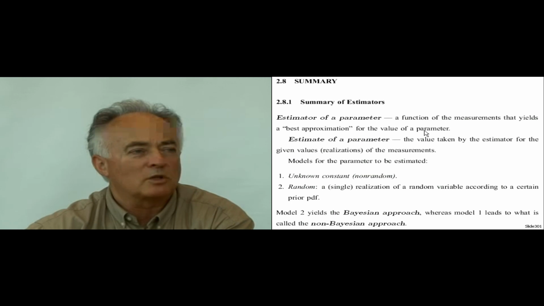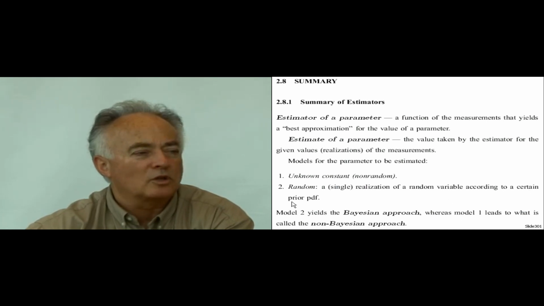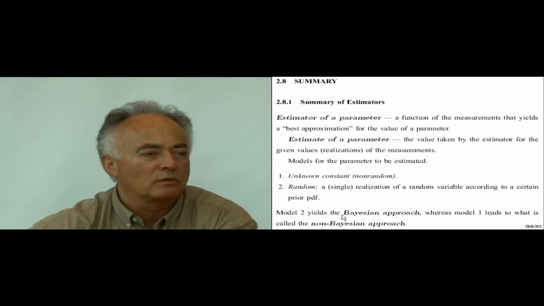The estimate of a parameter is the value taken by the estimator function for given values or realizations of the measurements. We covered the two models for the parameters to be estimated. Unknown constant or non-random is the first one. The second one is random, in which case we have a single realization of a random variable according to a certain prior PDF. The second model yields the Bayesian approach, while the first model leads to what is called the non-Bayesian approach.